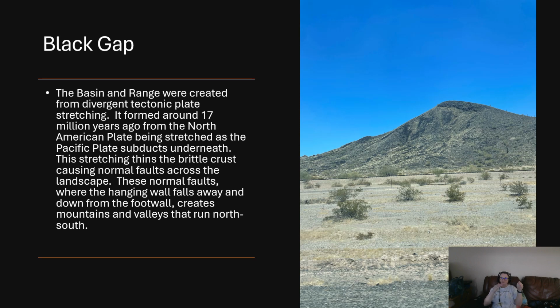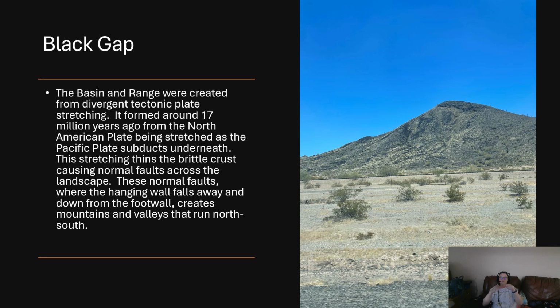As that stretch continues and the pressure from the magma pushes up, it causes normal faults in the surface of the earth. We see the hanging wall drop below the footwall. That drop in elevation is what creates our ridges up here and our valleys down here.